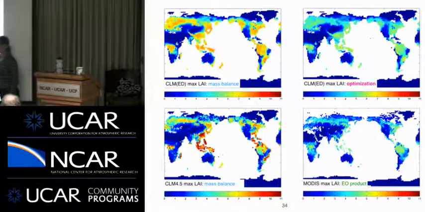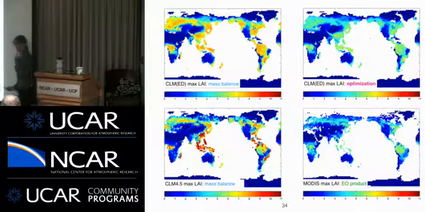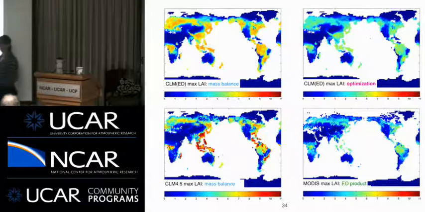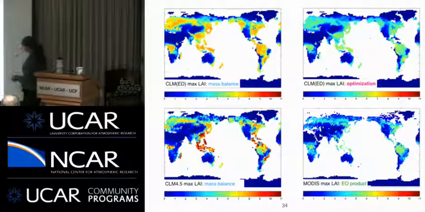And this problem of high LAI is troubling because LAI drives so many processes in the model. It drives photosynthesis and evaporation, etc. And so we've eradicated this high LAI problem here in the optimized version of the CLM-Ed.